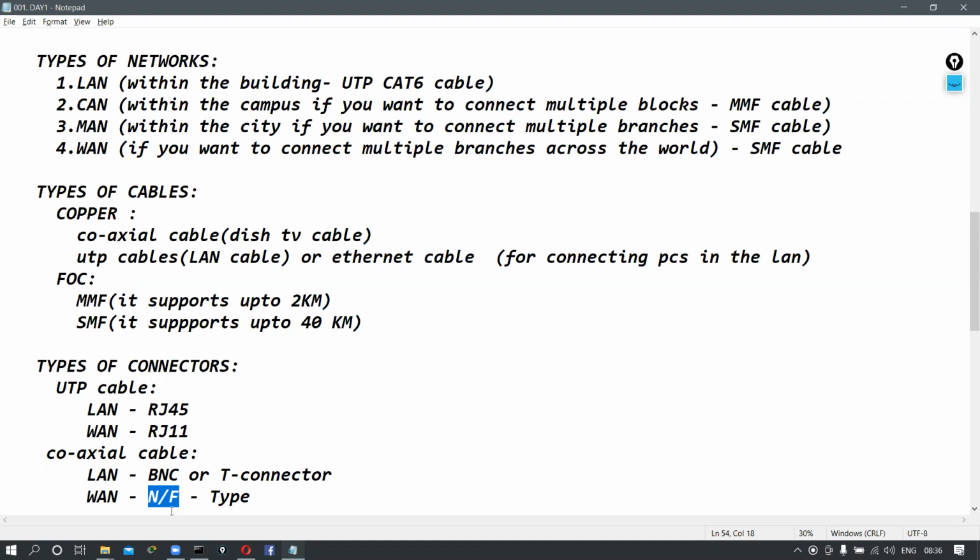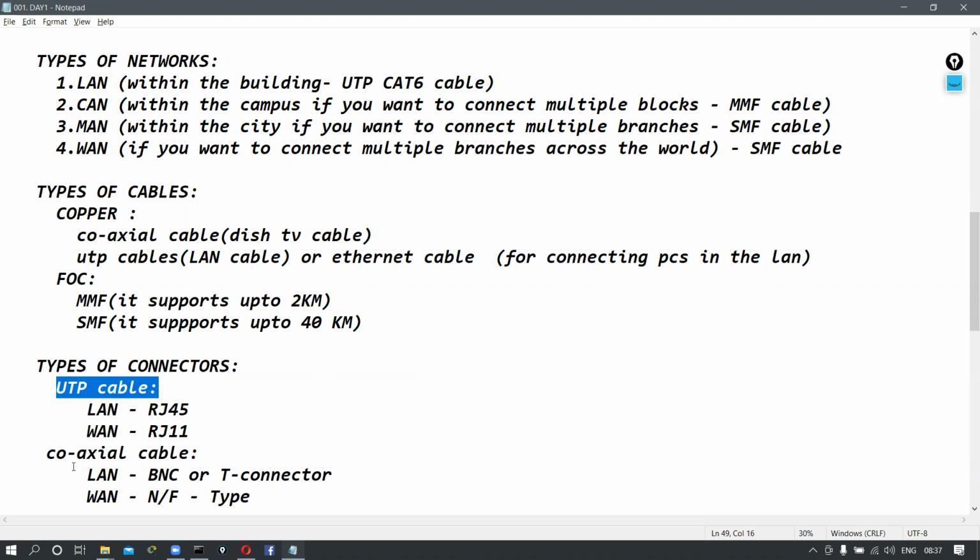Nowadays, we get internet service from the provider, and they give the link via coaxial cable. At that time they have connectors like N type and F type for communication or internet purposes, not for LAN purpose. For LAN purpose, BNC and T connectors, but we are not using these connectors nowadays. This is totally outdated. Now for LAN purpose we are using RJ45, and that too with UTP cables only. No coaxial cables.